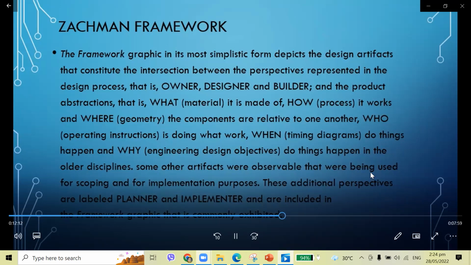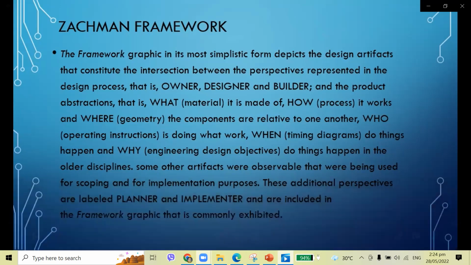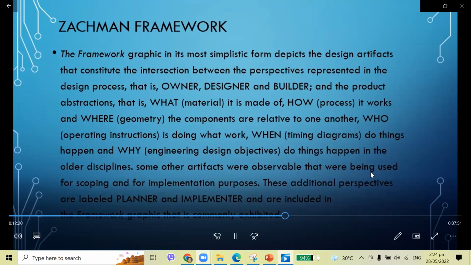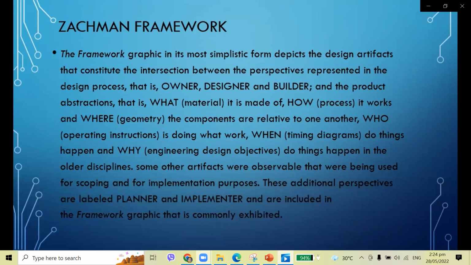and why, engineering design objectives, do things happen. In the older disciplines, some other artifacts were observable that were being used for scoping and for implementation purposes. These additional perspectives are labeled planner and implementer, and are included in the framework graphic that is commonly exhibited.